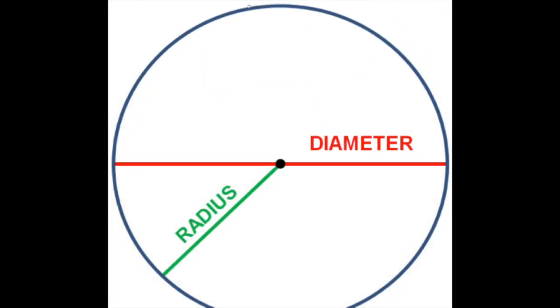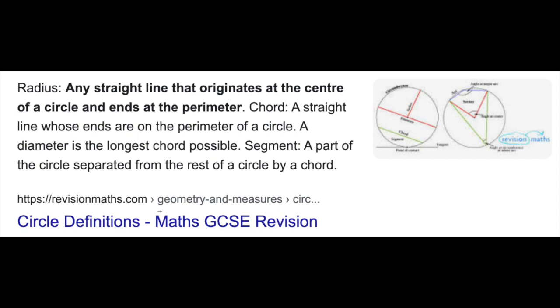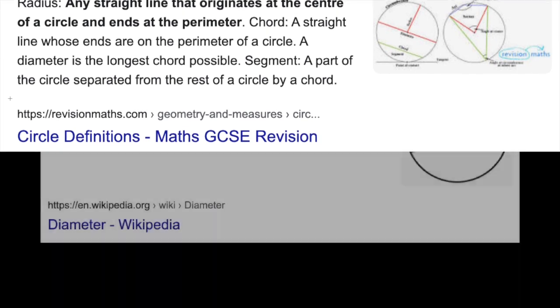So a circle, right? It has a circumference, a diameter, and a radius. Radius: any straight line that originates at the center of a circle and ends at the perimeter. Chord: a straight line whose ends are on the perimeter of a circle. A diameter is the longest chord possible. Segment: a part of the circle separated from the rest of the circle by a chord. So a radius is a straight line that originates at the center of a circle and ends at the perimeter. So radius is always a straight line.